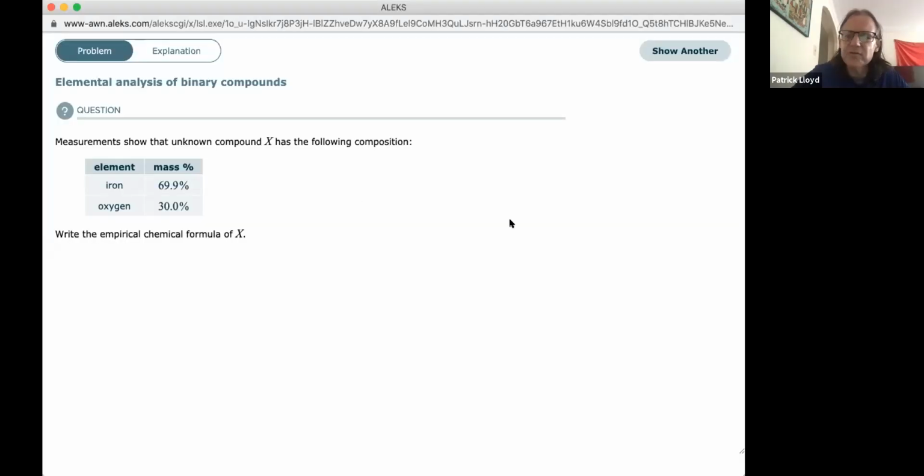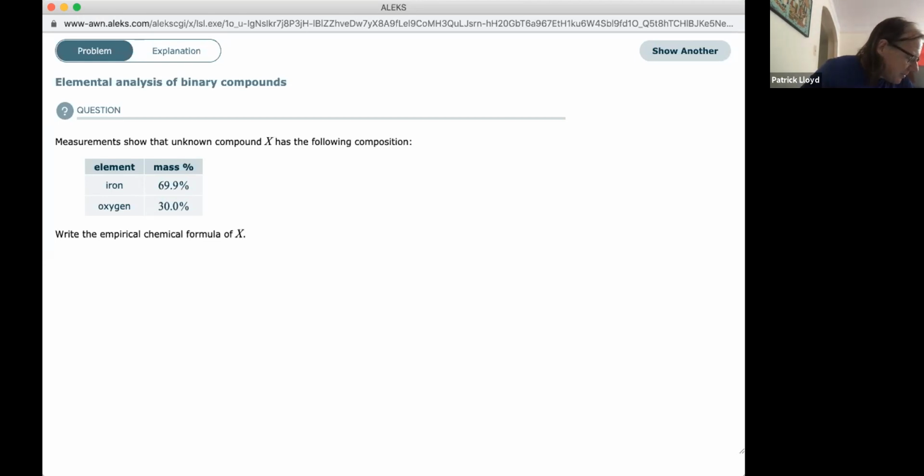So let's take a look at combustion analysis then. There's a few different types of problems that we do in combustion analysis. So I'm going to go ahead and put up one of them. Okay, so here's one type. This is actually the first type of problem. Elemental analysis of binary compounds.